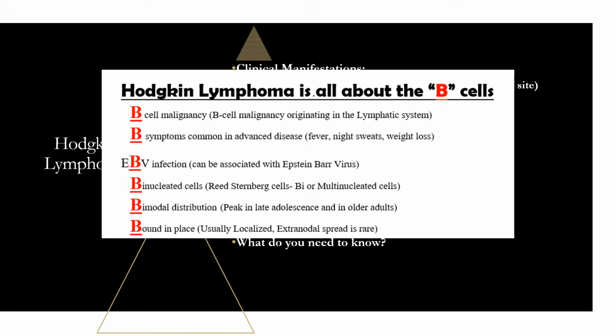Next B is binucleated cells. Remember those are your Reed-Sternberg cells, bi or multinucleated cells. Those are the ones with 2 or more nuclei that look like owl eyes. Bimodal distribution, remember young and old patients. And then the last one is bound in place. Remember this has the better prognosis. It's usually localized. Extranodal spread is rare. So that is your Hodgkin lymphoma.